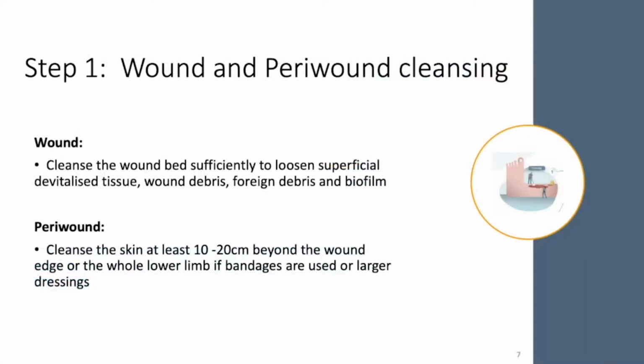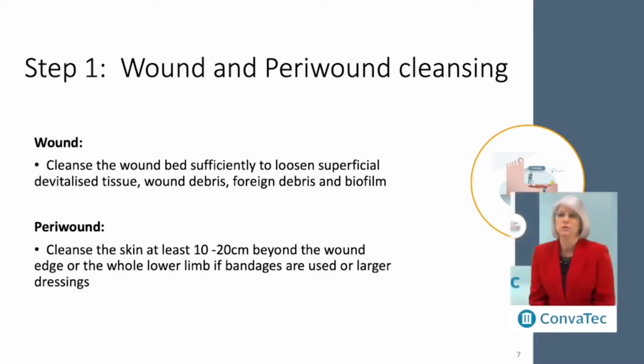So with the wound and peri-wound cleansing, we do distinctly separate. So the wound is cleaning the wound bed sufficiently to clean away the devitalized tissue, any wound debris, remaining products, foreign objects such as sutures, as well as biofilm. The peri-wound cleans at least 10 to 20 centimeters beyond the wound edge. Anywhere that there was a dressing needs to be cleansed. Anywhere that you've had a bandage or a larger dressing needs to be cleansed. And the sequencing of this is important, and I'll talk about it down the track on other slides.